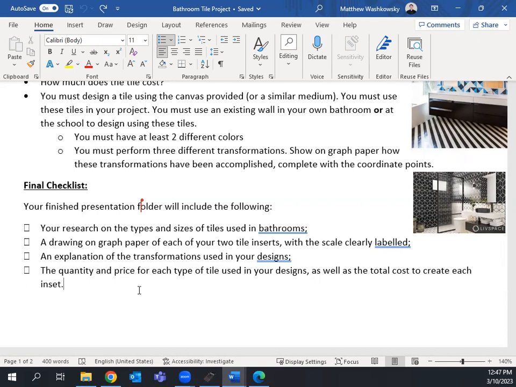Which wall are you going to do? You have options. You can either do your wall at home, your own bathroom wall. You'd have to measure it this weekend sometime. You could do everything except measure it. You can do a rough estimate. Or you could do this bathroom, yes.